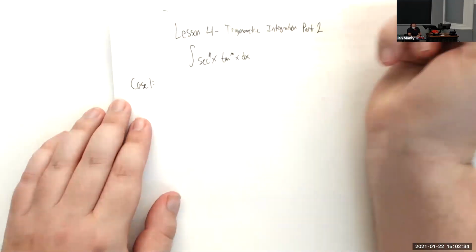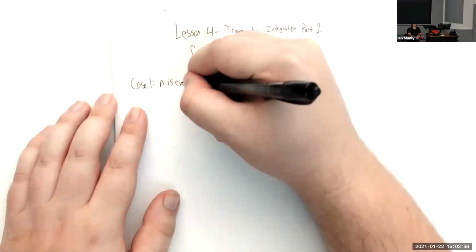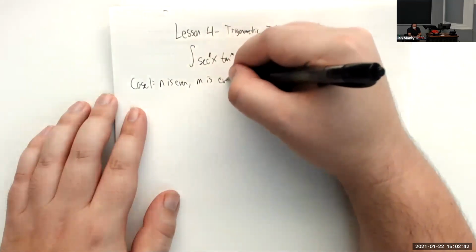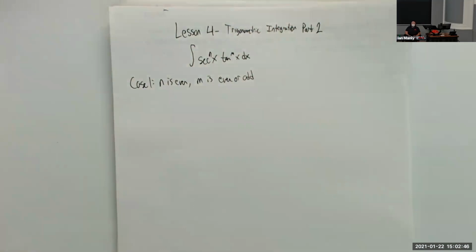So case one is where n is even and m is even or odd. So effectively what this is saying is that it doesn't matter what m is at all. It could be any, well, I guess whole number. Yes, it still has to be a whole number. But secant just needs to have an even power. So what are we supposed to do in this case right here?